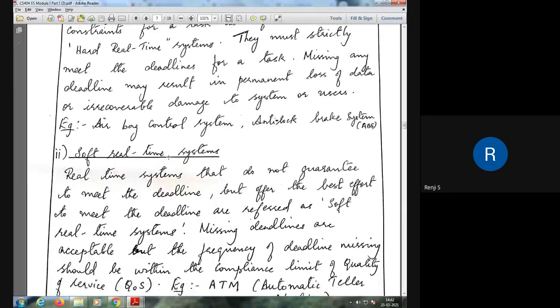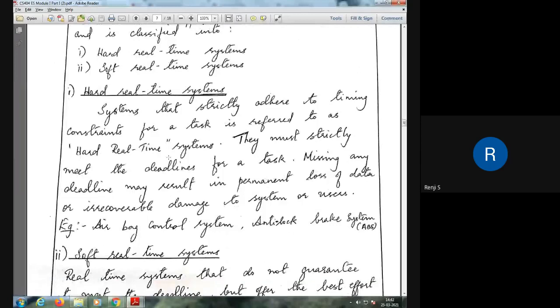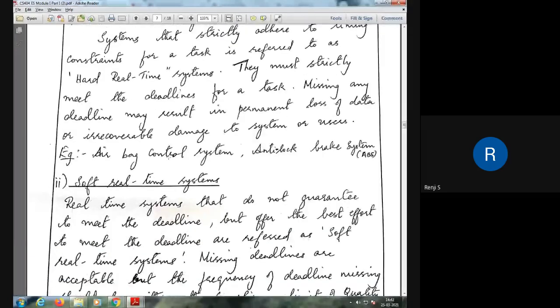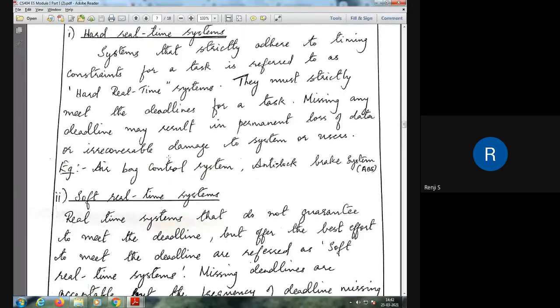Next is the soft real-time systems classification based on deterministic behavior. The first one was hard real-time systems. The second is soft real-time systems. Those real-time systems that do not guarantee to meet the deadline, but offer the best effort to meet the deadline, are referred to as soft real-time systems. It is not necessary that they meet the deadline, but a little late, we can, in general, say that a late answer is an acceptable answer for soft real-time systems. But in the case of hard real-time systems, a late answer is a wrong answer. So that is the difference between hard real-time and soft real-time systems.